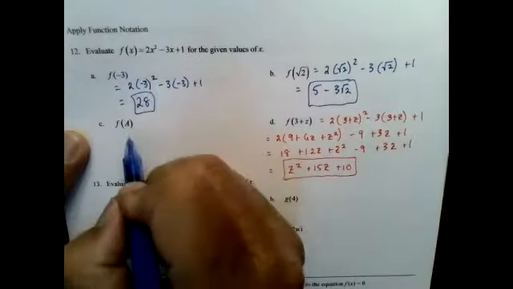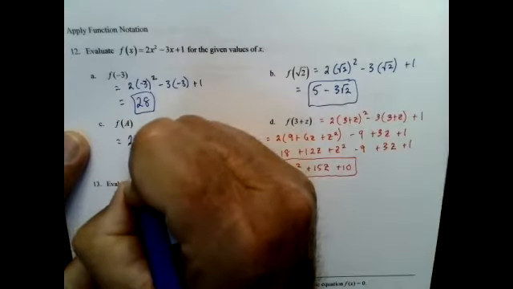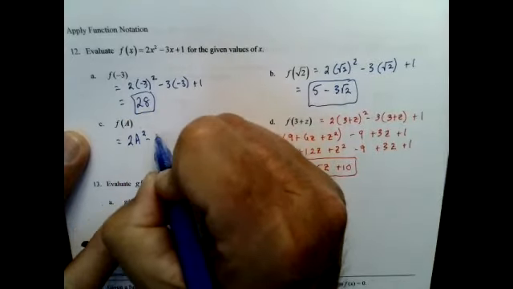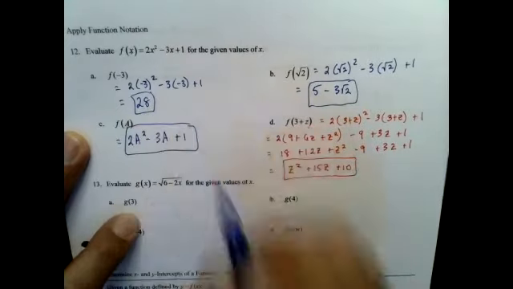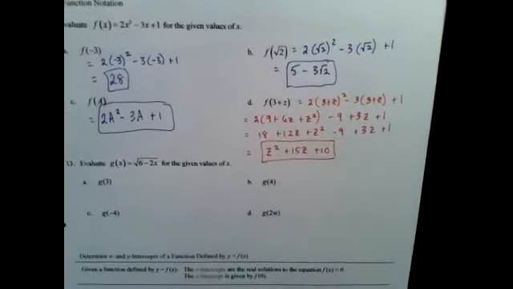Replace x, this time with capital A. 2 capital A squared minus 3 capital A plus 1. There's no simplifying that.